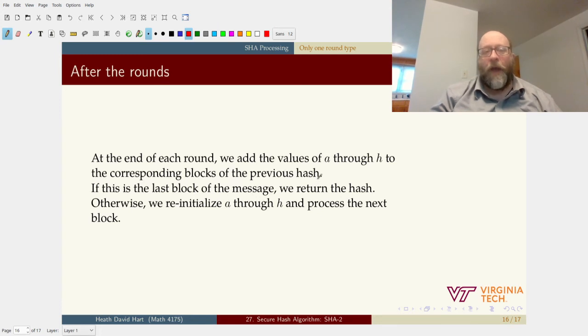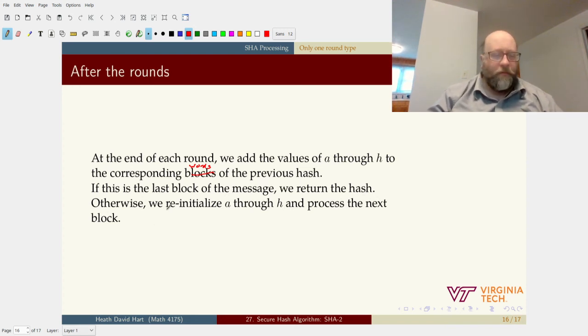So at the end of the round, we add the values of A through H to the corresponding words of the previous hash. Trying to use the terminology correctly. And if this is the last block of the message, we'll just return the hash. Otherwise, we reinitialize A through H, set it back to the initial hash value, and then process the next block.